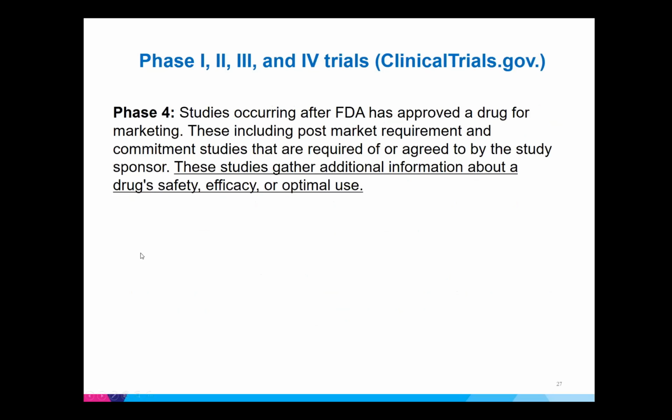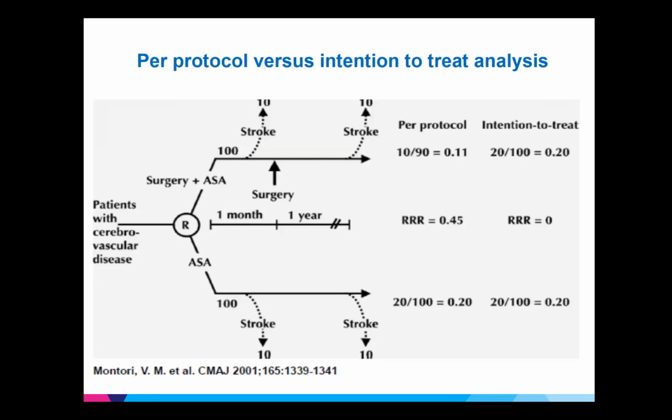And by phase 4, most studies at that point have received approval from the FDA, and now you're looking more at drug safety, efficacy, and just optimal use. And so just be familiar with these terms and what 1, 2, 3, and 4 trials include.